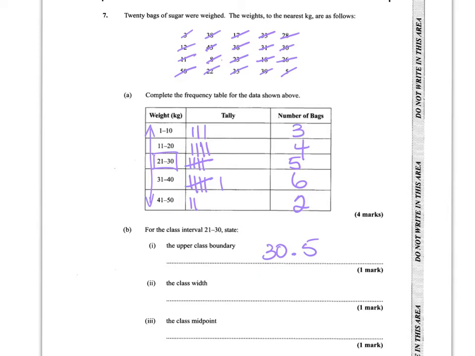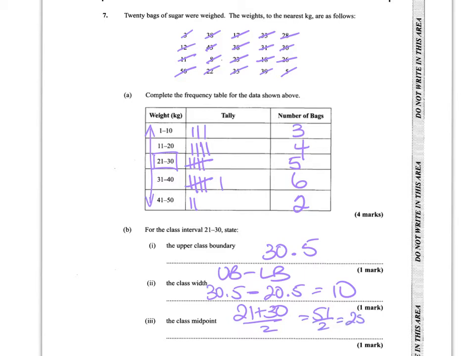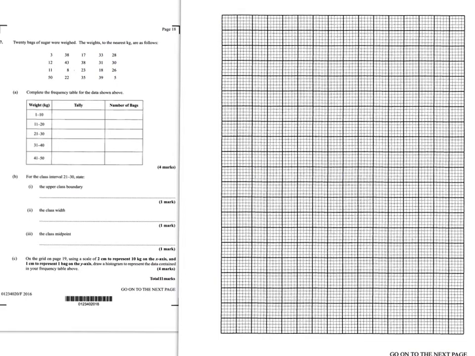The class width would be the upper boundary minus the lower boundary. So that would be 30.5 minus 20.5. So the class width is 10. And the class midpoint would be 21 plus 30 divided by 2, which will give us 51 over 2, which will give us 25.5.